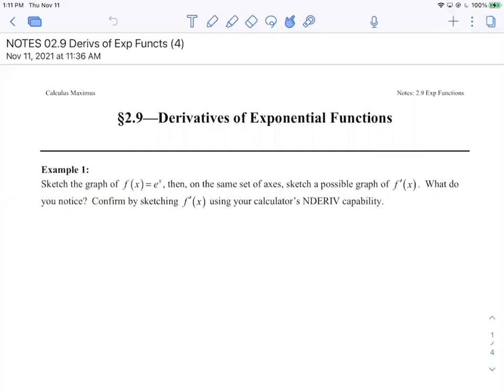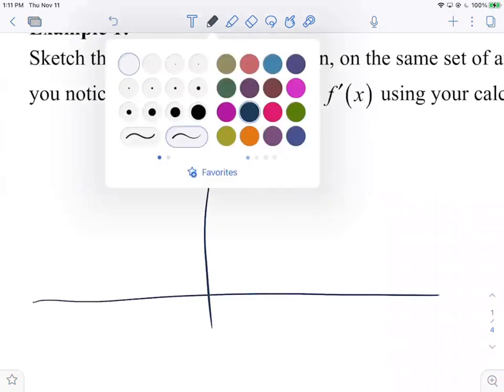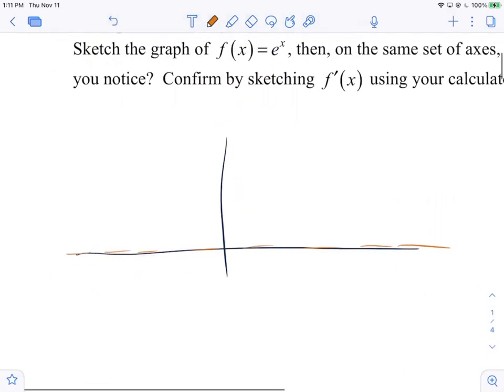Okay, so derivatives of exponential functions. Let's sketch the graph of e to the x. Y'all know what e to the x looks like, right? Parent function, exponential. It has a horizontal asymptote on the x-axis. But the nice thing about exponentials is the graph is only affected by the horizontal asymptote on one side.